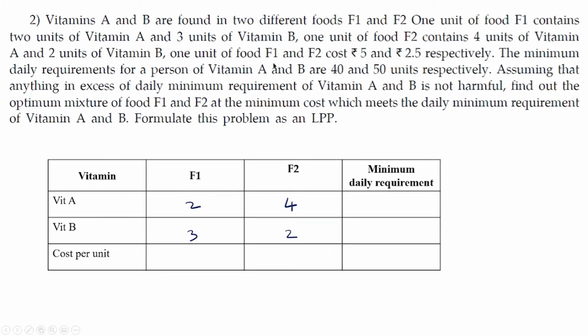And then 1 unit of F1 costs rupees 5. So F1 costs rupees 5 and 1 unit of F2 costs rupees 2.5. And then the minimum daily requirement of vitamin A is 40 and B is 50 units. So this is 40 units and this is 50 units. So if we draw a table like this, then it will be easy to formulate the given problem very easily.